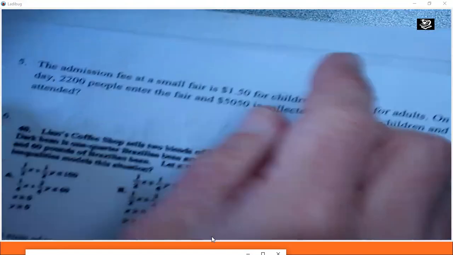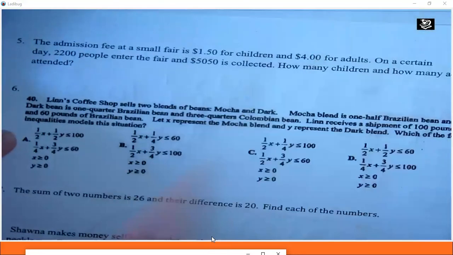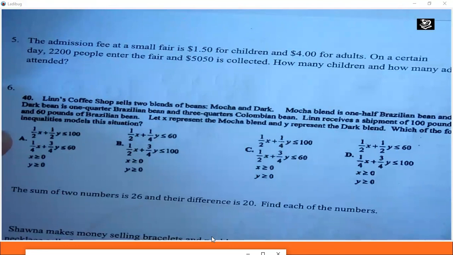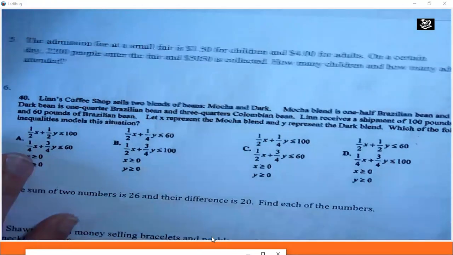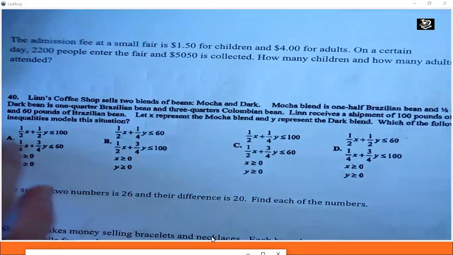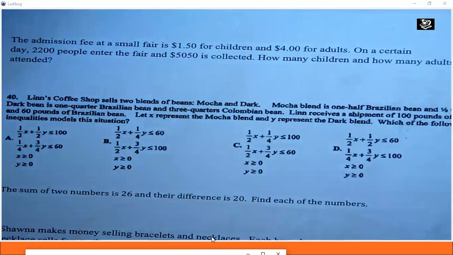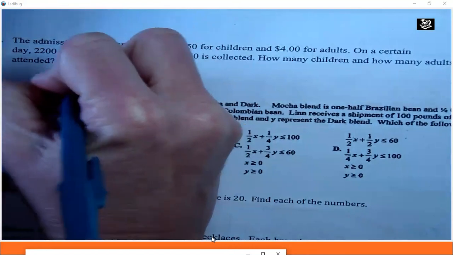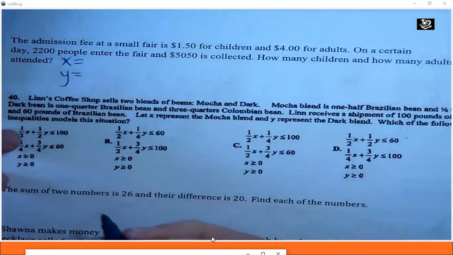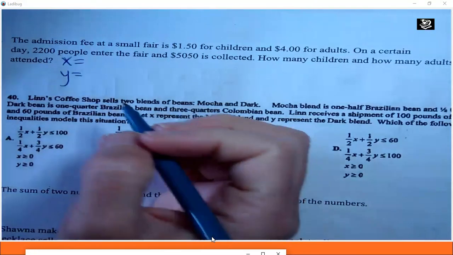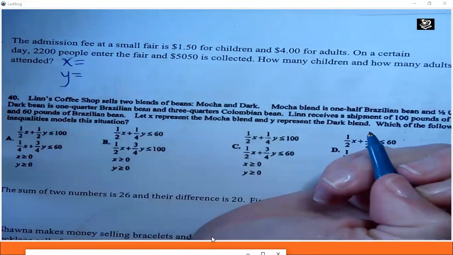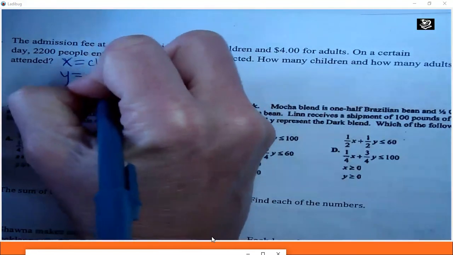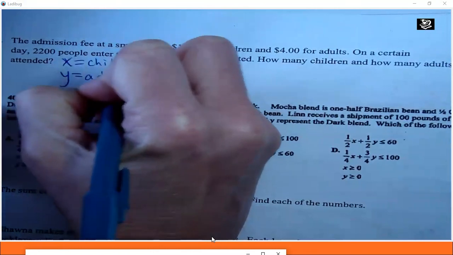All right, number five. The admission at a small fair is $1.50 for children and $4 for adults. On a certain day, 2,200 people attend the fair and $5,050 is collected. How many children and how many adults attended? Alif, what should we let our X and Y be? Adults and what? The children. So I'm gonna let X be children and Y be adults.